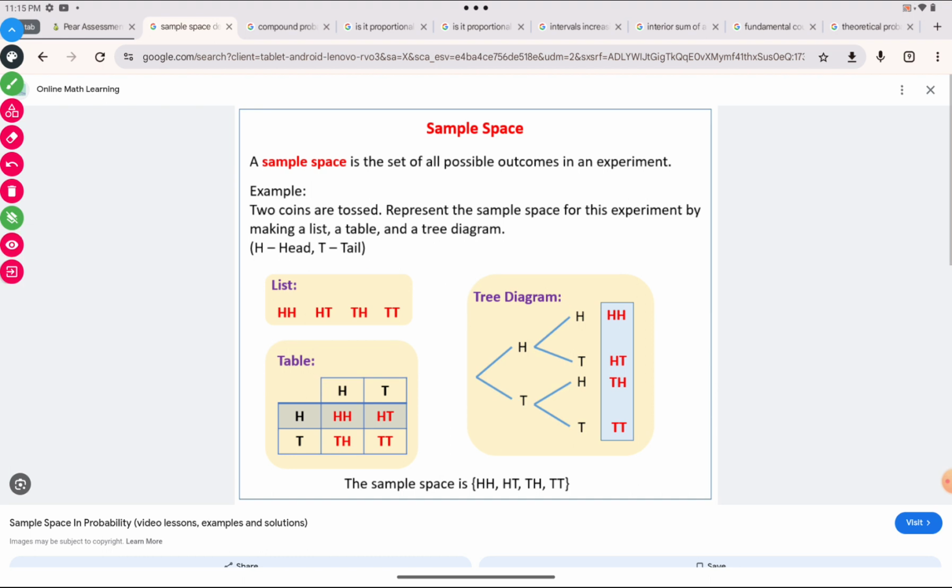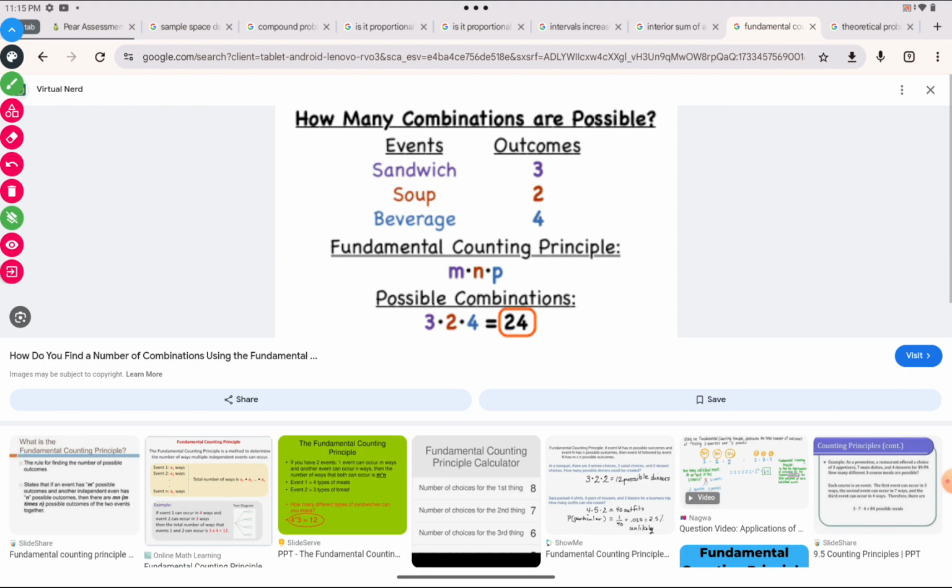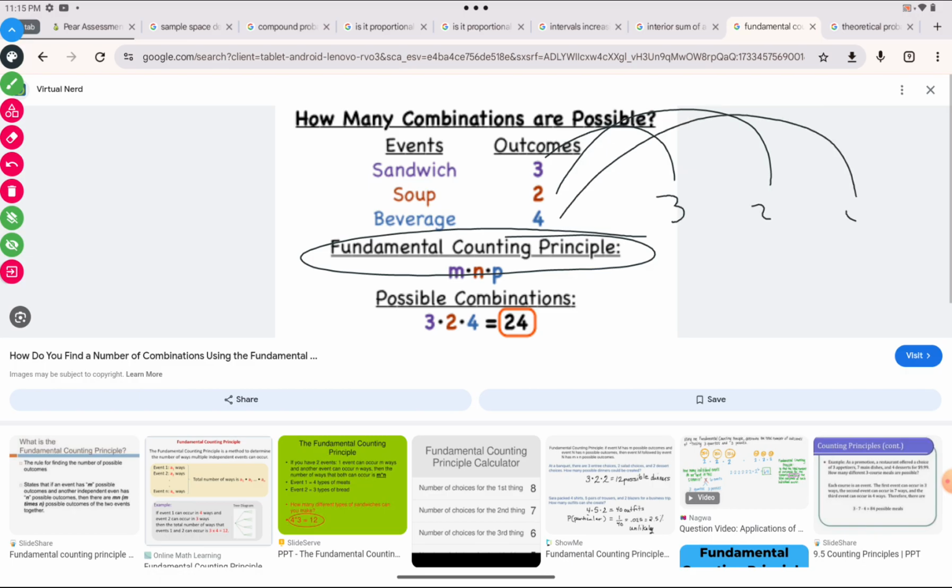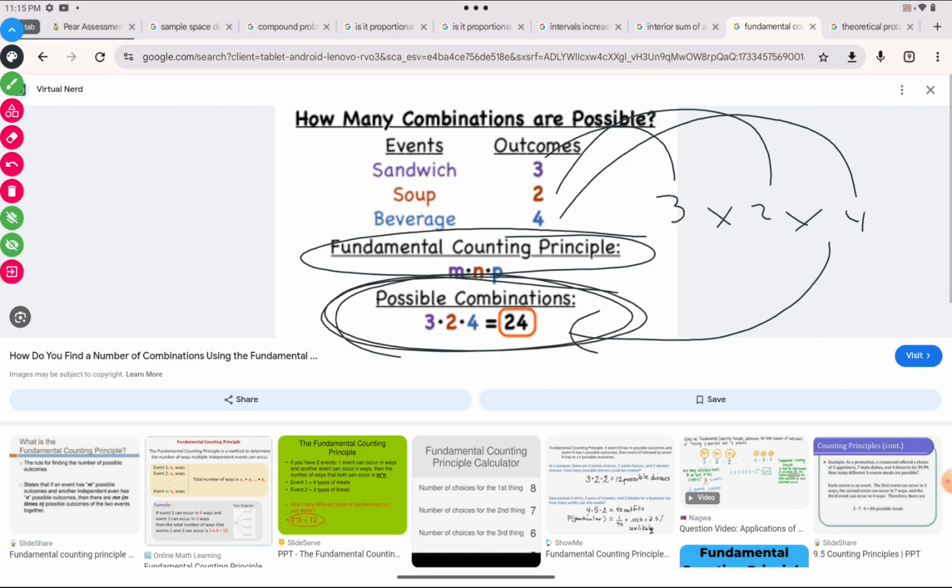If you don't want to write out all the different possibilities, because that might take some time, you can use what's called the fundamental counting principle. How it works is, let's say you're at a restaurant, and that restaurant serves three different types of sandwiches, two different types of soups, and four different types of beverages. If you simply multiply all those options together, you get your sample space, which will be 24 combinations. So again, the quick way to find your sample space is using the fundamental counting principle, multiplying all your options together.